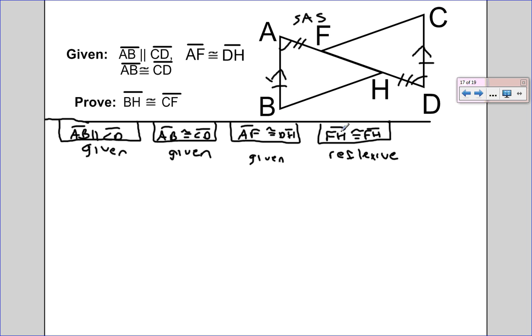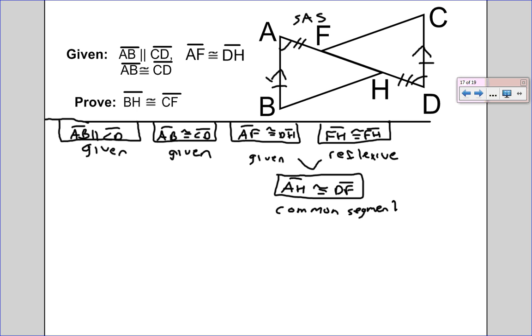So AF, DH, FH, FH, I can join those together, and I can say AH is congruent to DF by the common segment theorem. Get used to that. We're going to see that quite a bit more in the upcoming parts of this unit. So AB parallel to CD, I come down here and say angle A is congruent to angle D because if parallel, then alternate interior angles are congruent.